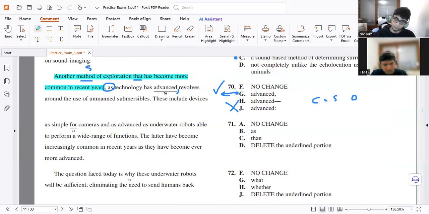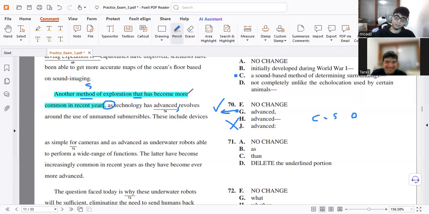71. B. Are you sure? 71, B. Muaz, it is very important to focus on what we do, not to answer 71 while we are explaining 70. You will lose your mind. 71. What is it? You said letter B. Explain why B.